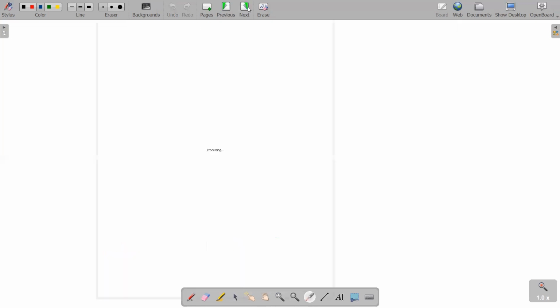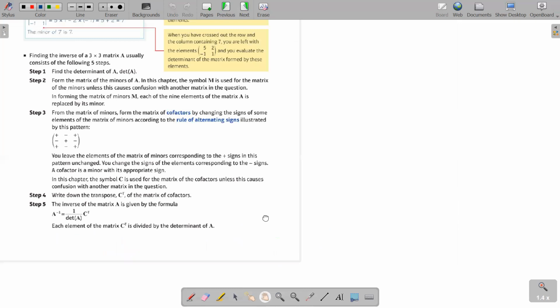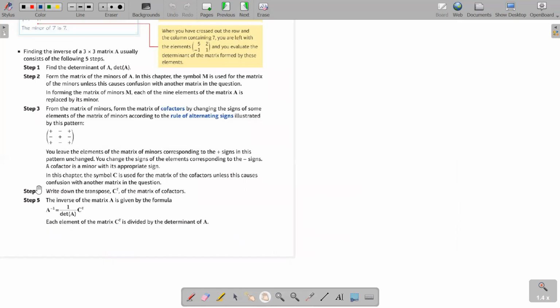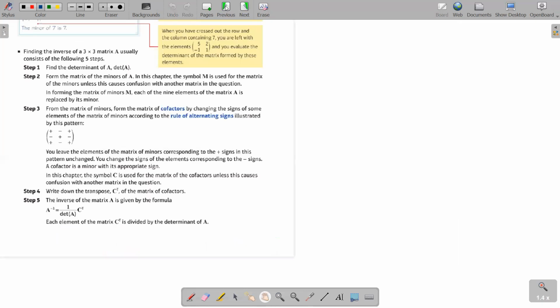Okay, then let's actually go to the real steps now, shall we? You can see here there's step 1, step 2, step 3, step 4, step 5. So we have 5 steps. There are 5 steps involved in finding the inverse of a 3 by 3 matrix. Okay, shall we start?